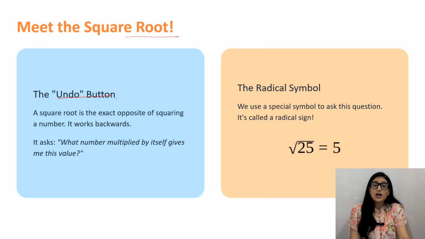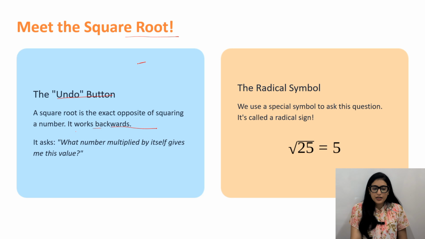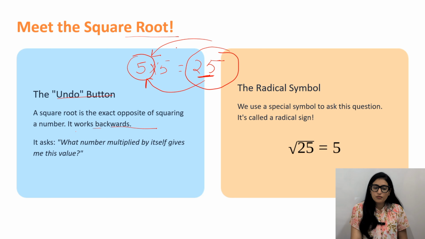Now, what is a square root? It's just the undo button. A square root is the exact opposite of squaring a number. You can say that it works in the backward direction. For example, if I say 5 multiplied by 5, this gives you 25. Now, ask yourself a reverse question. Which number multiplied by itself gives you 25? So, here the answer is 5. So, 5 is the square root of 25.